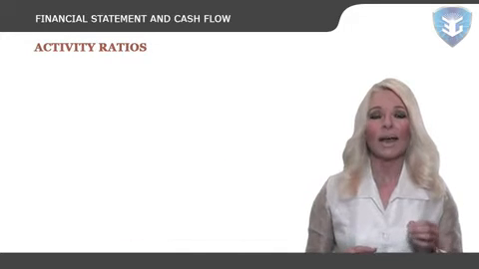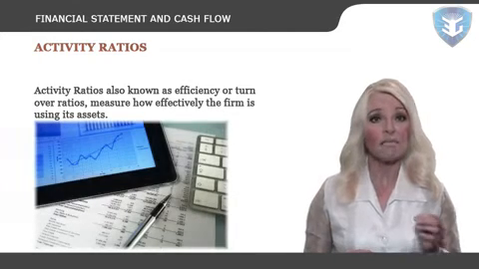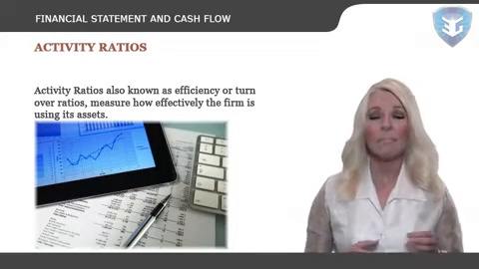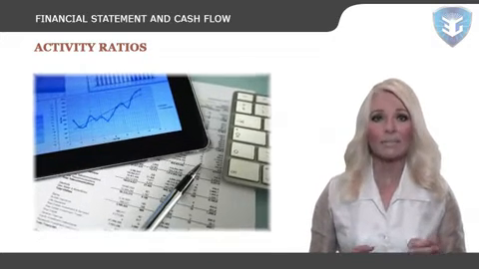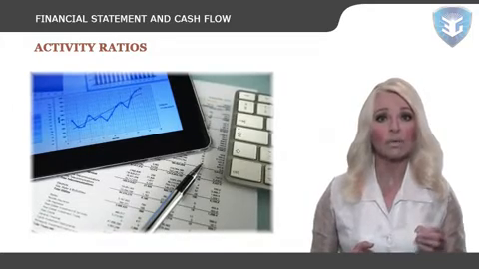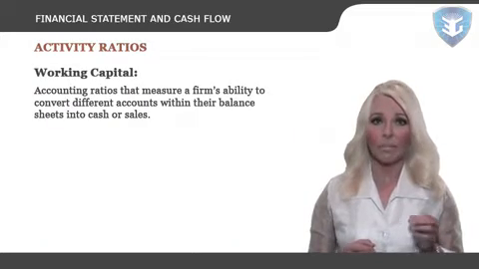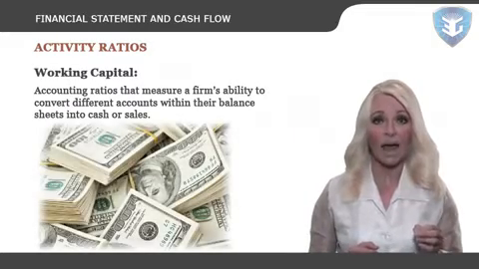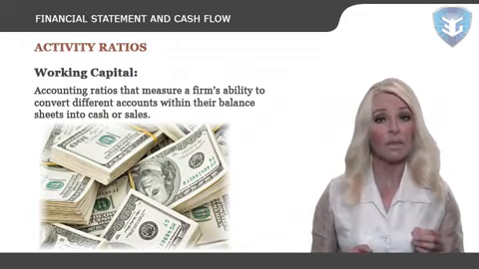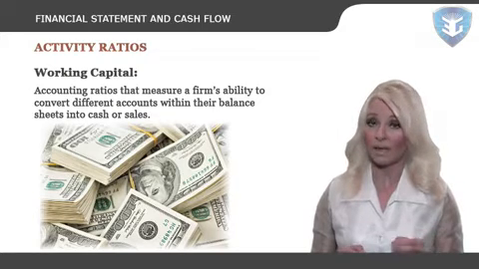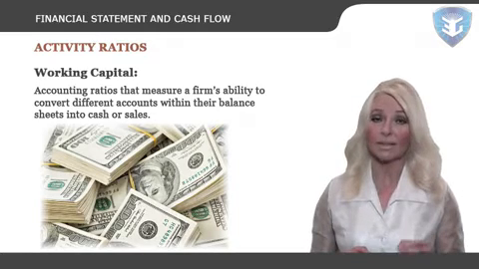Let us now take a look at activity ratios. Activity ratios, also known as efficiency or turnover ratios, measure how effectively the firm is using its assets. Some aspects of activity analysis are closely related to liquidity analysis. Working capital accounting ratios measure a firm's ability to convert different accounts within their balance sheets into cash or sales. It depends upon the size and nature of the business.